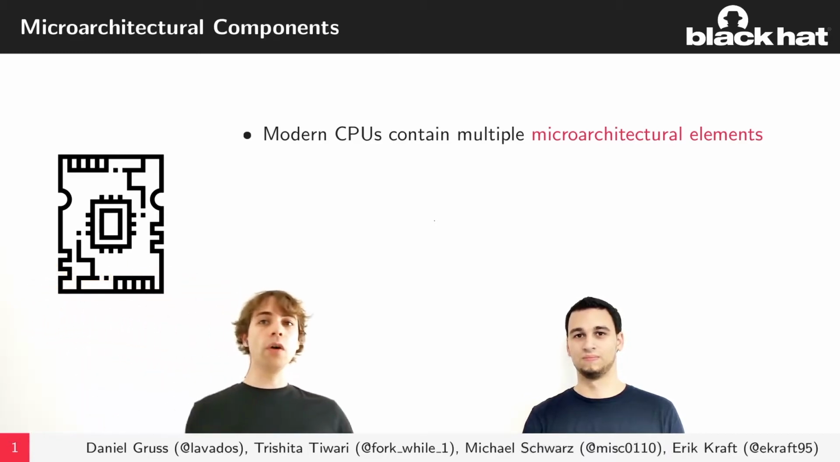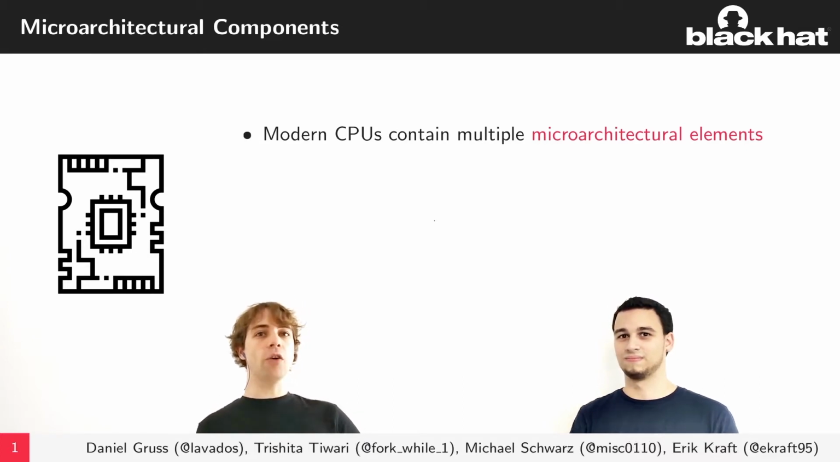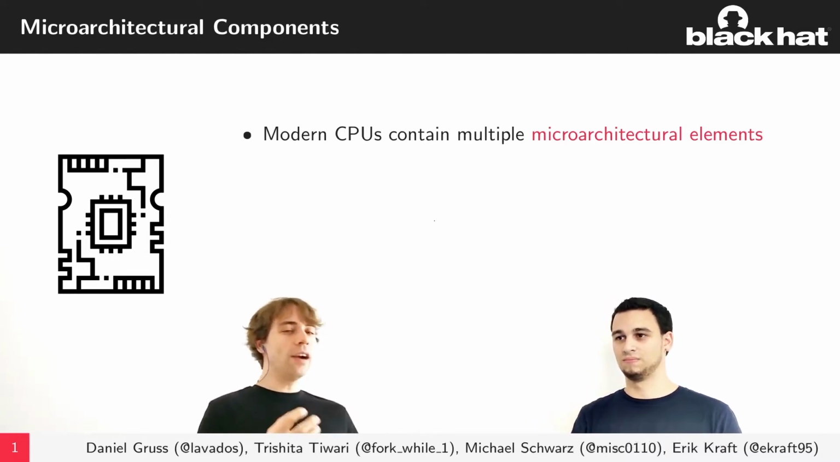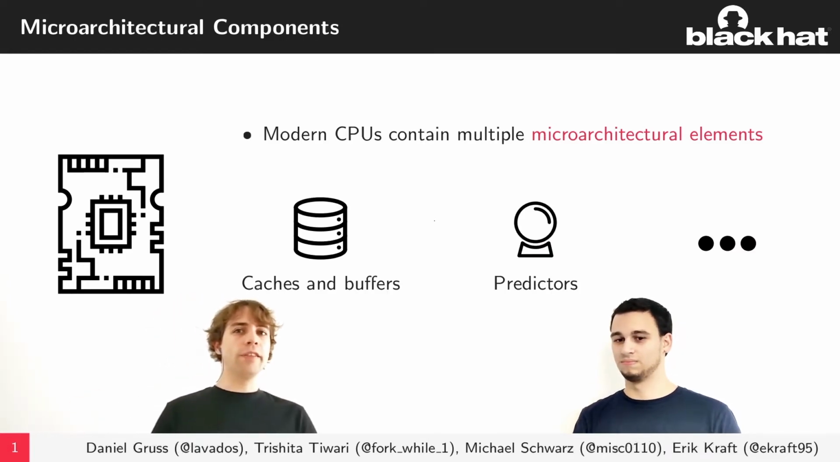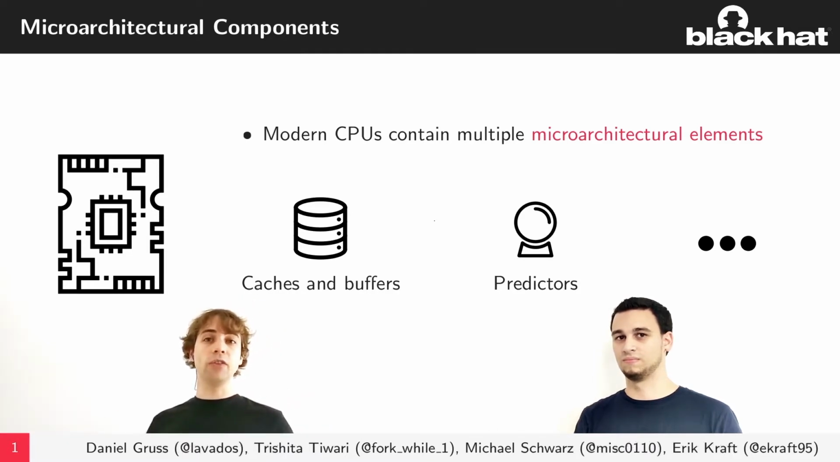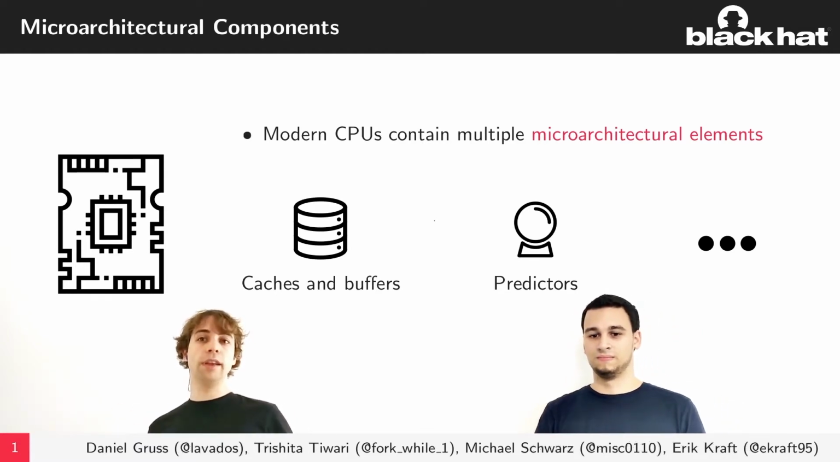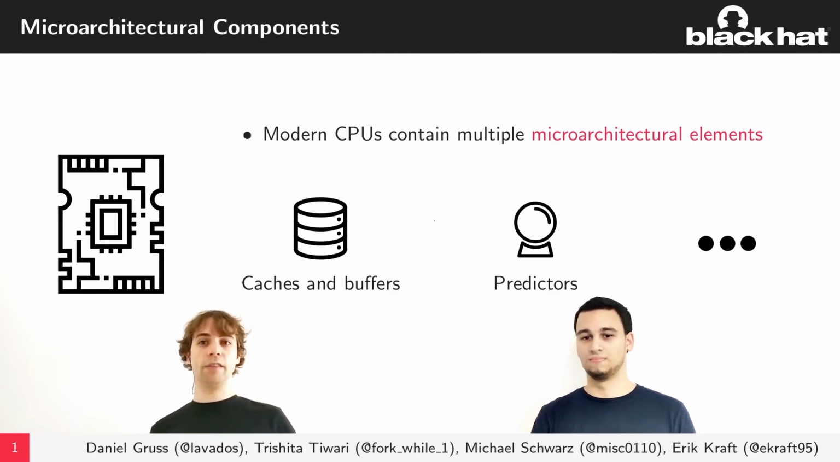So we want to talk about the microarchitecture today. Microarchitectural components are components of the processor which are not defined in the architecture, but they still exist and behave differently depending on the processor. You can have, for instance, different caches and buffers in different CPUs. You can have predictors, and all of these microarchitectural elements have a behavior that you can observe, but their exact behavior is not documented in the architecture specification.